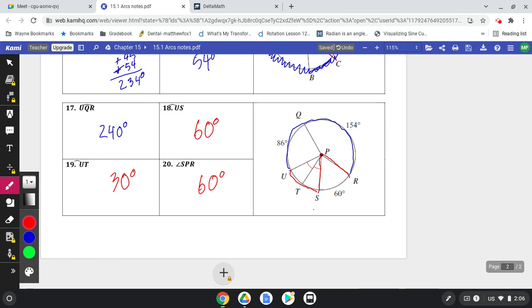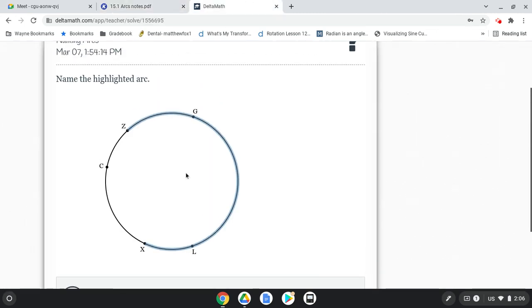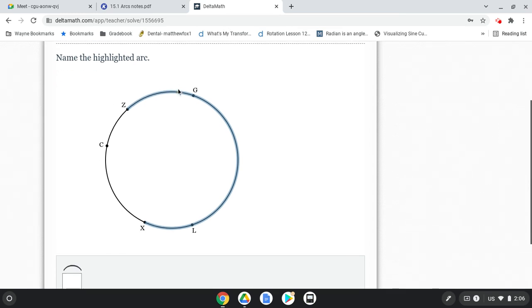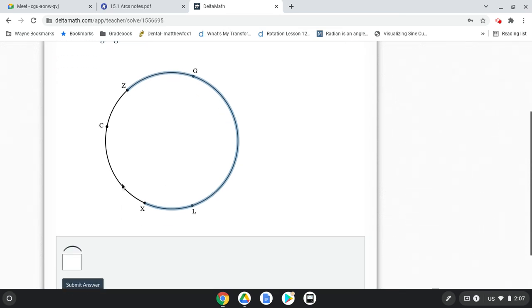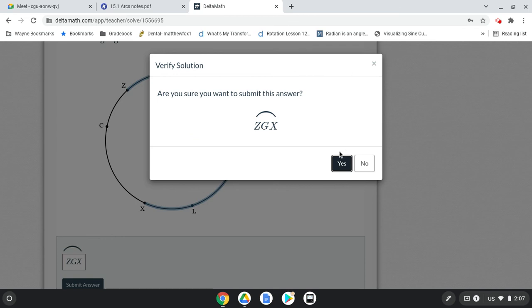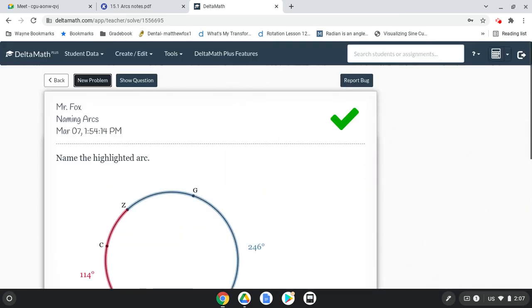Take a look quick. I'm going to show you how to do the Delta Math problems. It's very easy. I just want you to see. So on this type of problem, it says name the highlighted arc. Notice that is more than 180. It's bigger than half, so we know it's going to have 3 points. There are many answers. We just have to start with Z or X and end with the other one. So we are always going to have 3 points if it's greater than 180. So I could do ZGX, you could do ZLX, you could do XLZ or XGZ. So I submit it, and as you can see, we're done.